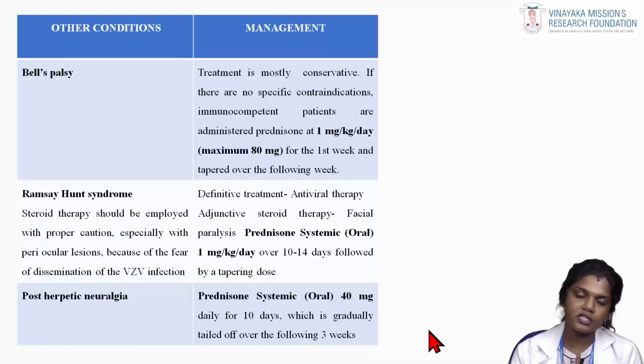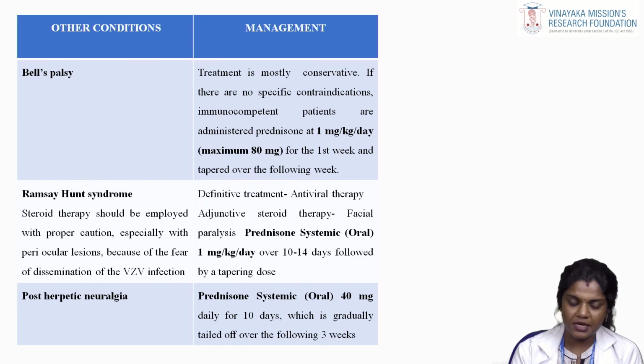These are the other conditions in which the corticosteroids are used in dentistry. We can use it in Bell's palsy. The treatment is mostly conservative in case of Bell's palsy, but if there are no specific contraindications, immunocompetent patients are administered prednisolone in a dosage of 1 mg per kg per day, and the dosage can be increased up to a maximum of 80 mg for the first week and is tapered over the following weeks.